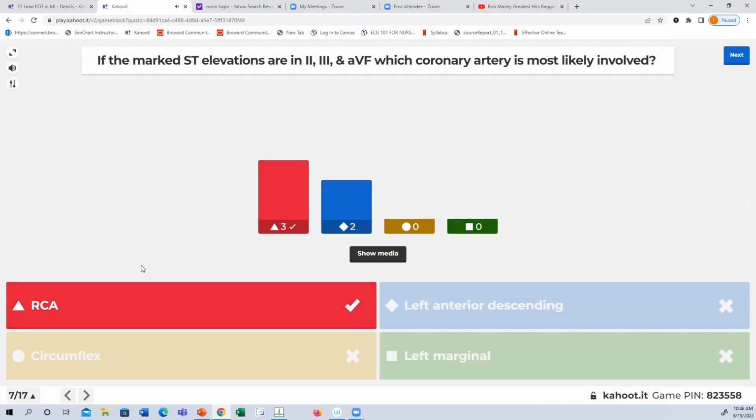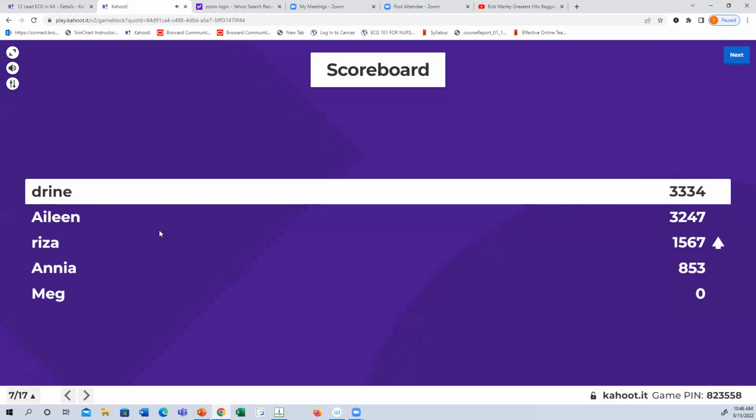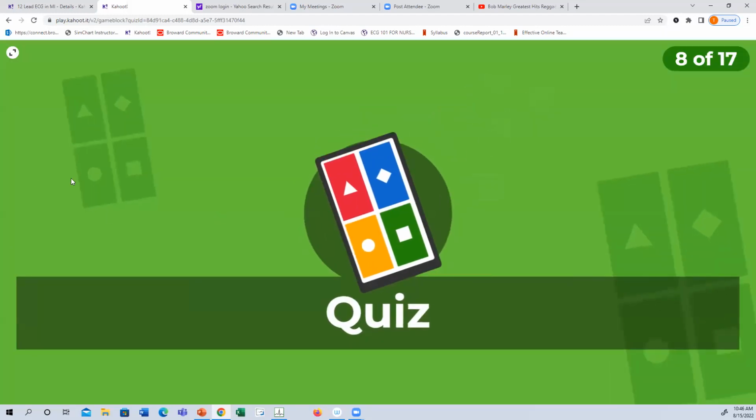Okay, if you have an inferior wall MI, which are 2, 3, and AVF, that means to say that that would be an occlusion in the right coronary artery. So again, Brian, Eileen, Risa, Ania, and Meg are in the lead.